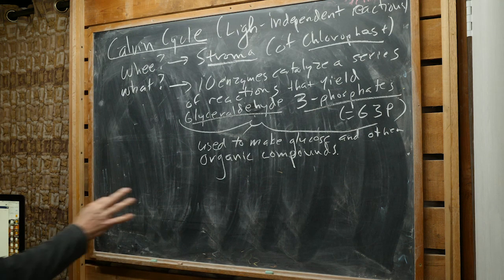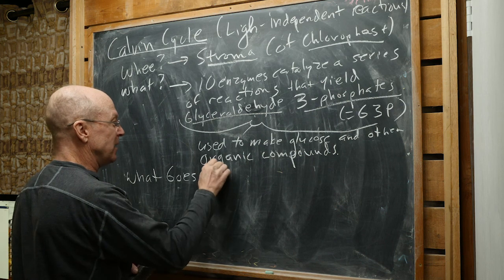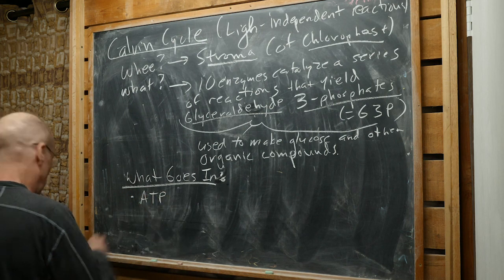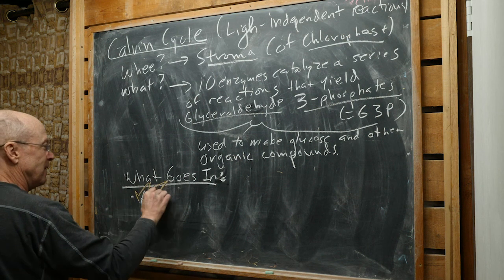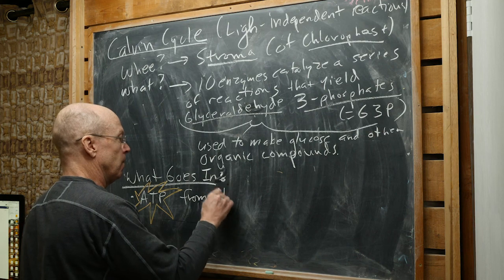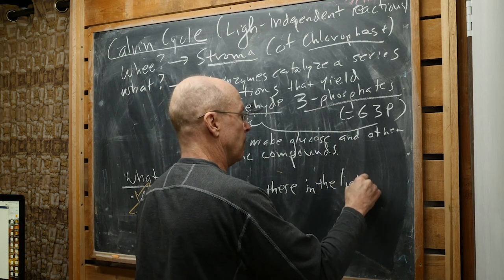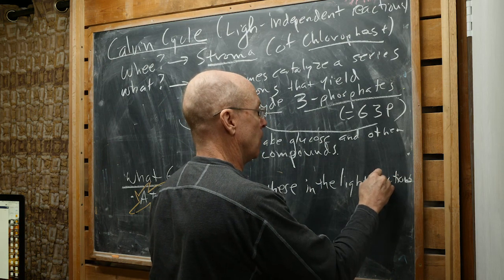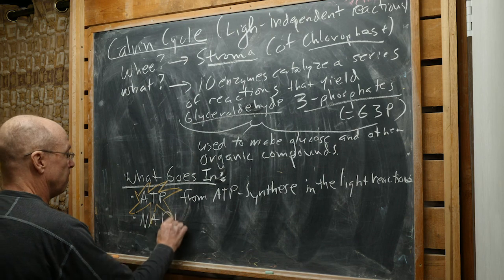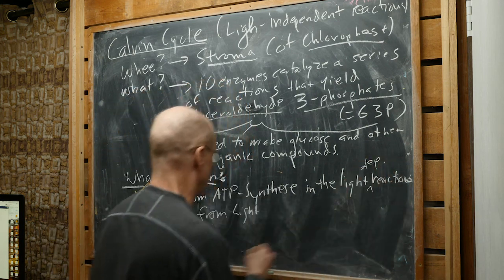So what we need to know now is what goes in. What goes into this process? First thing is going to be ATP. And of course, as always, let's make it shine. ATP. And ATP is from ATP synthase in the light reactions. Then we need NADPH. And that is going to be from the light dependent reactions.